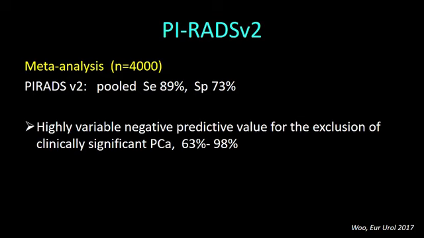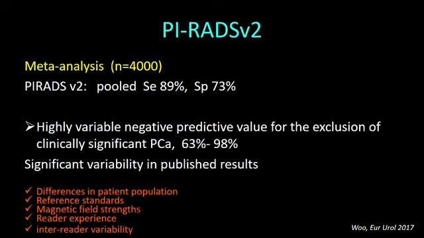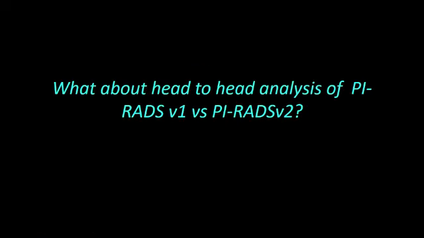One of the interesting parts in this article is that there was highly variable negative predictive value for the exclusion of clinically significant prostate cancer. This is all over the place, 63 to 98%. There's significant variability in the published results, with some of the typical problems of meta-analysis: differences in patient population, reference standards, magnetic field strengths, obviously all of these. But what was interesting is that it also did subgroup analysis between PI-RADS 1 and 2, and I'll go over that in a second.